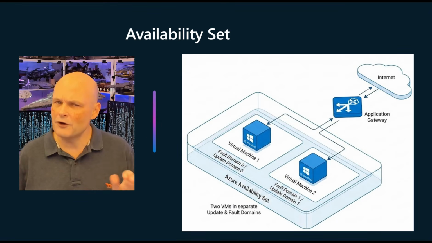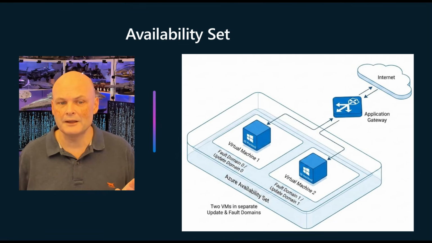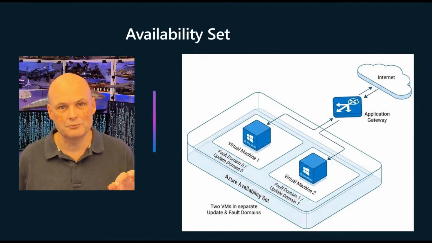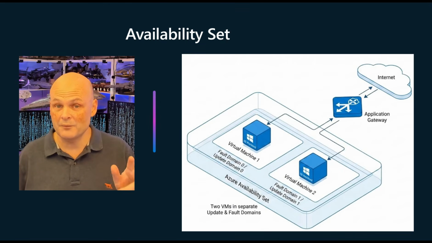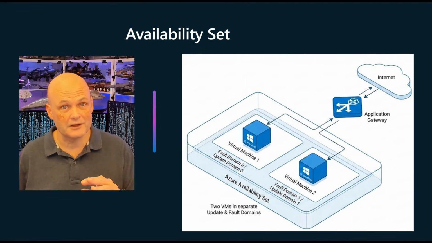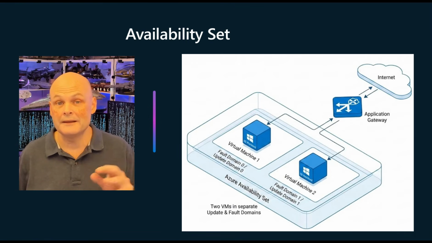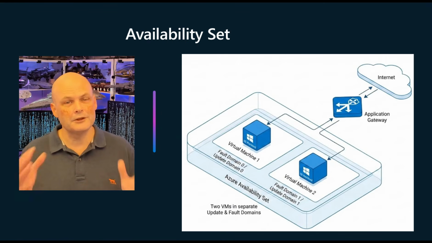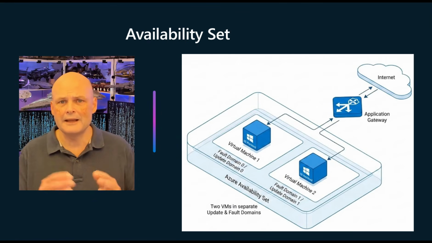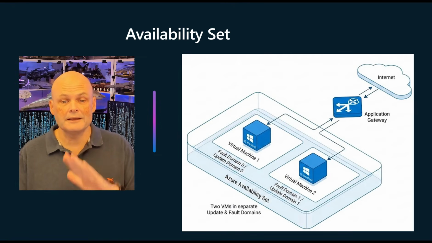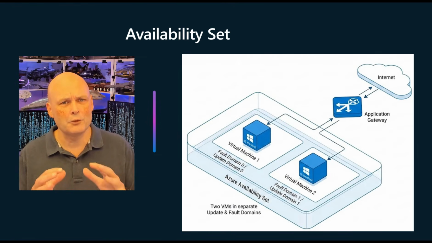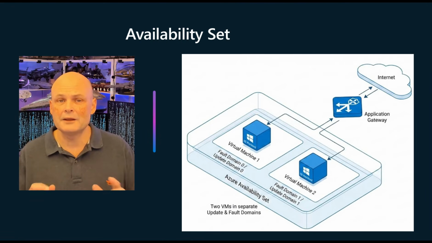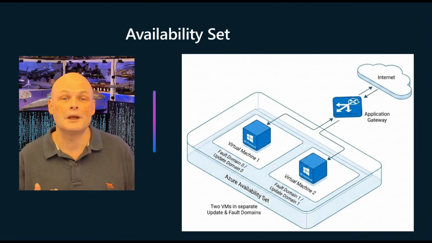Update domains are logical groupings of VMs that undergo Azure platform maintenance and reboots together. Now, when Azure performs updates on its infrastructure, it will stagger those updates across update domains and reboot only one domain at a time, and allow 30 minutes of recovery before moving on to the next update domain. So if you put different workloads in different update domains, they're not going to be updated at the same time.